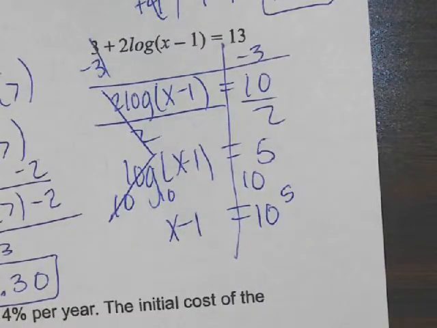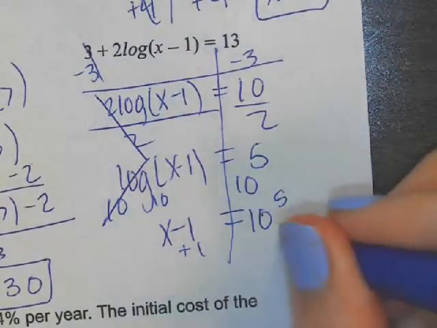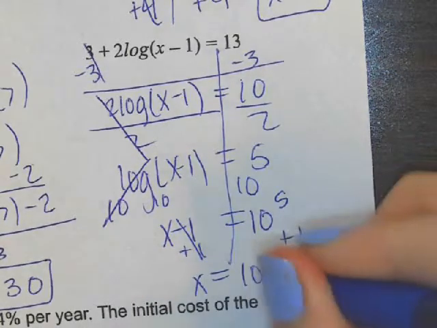But isn't it plus 1? Okay, and then from here we add the 1 and add the 1. So 10 to the 5th power plus 1 gives us 100,001.